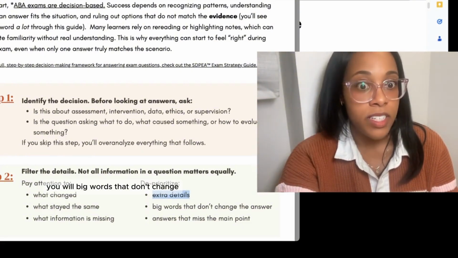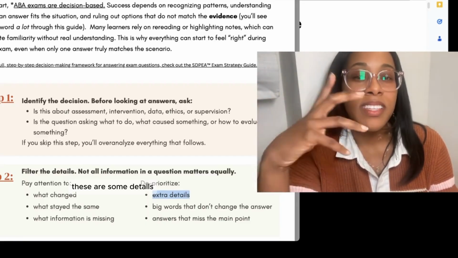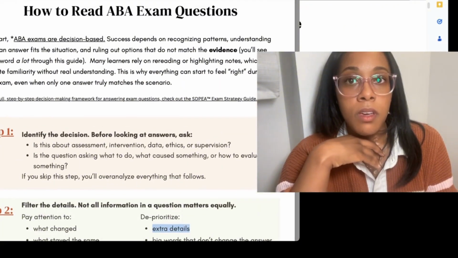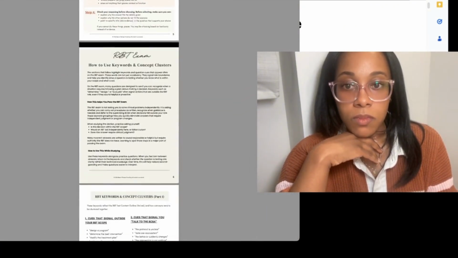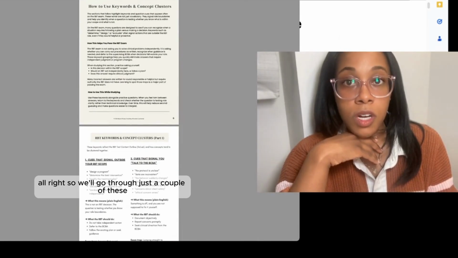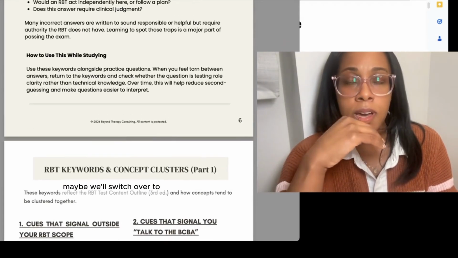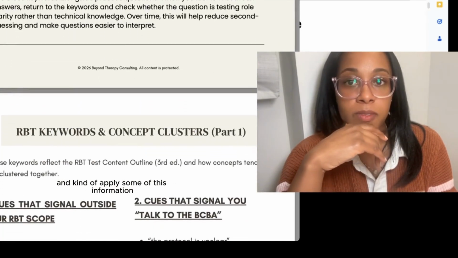Big words that don't change. These are some details I wanted to include there. All right, so we'll go through just a couple of these, and then maybe we'll switch over to the mock exam and apply some of this information.